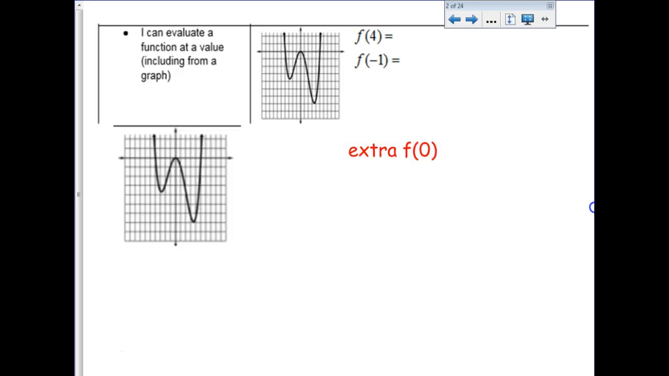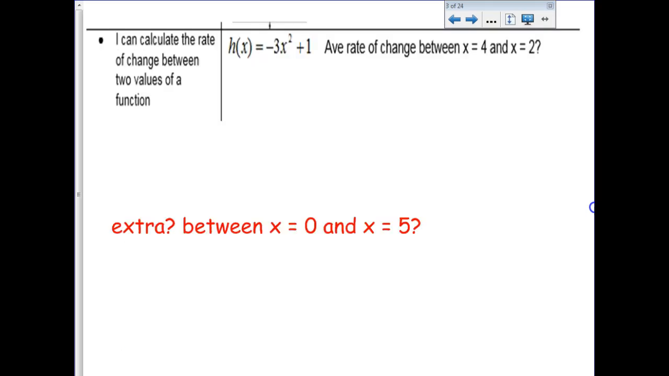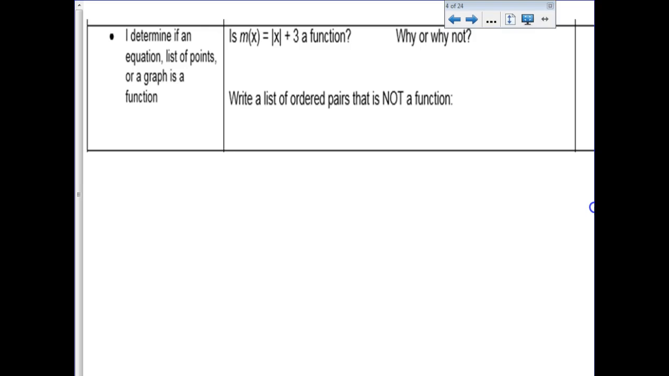All right, these are extra examples. If we have time, guys, we can come back to that. So, more examples. We'll come back if we need to. This guy, absolute value of x plus 3. Is it a function? Why or why not?